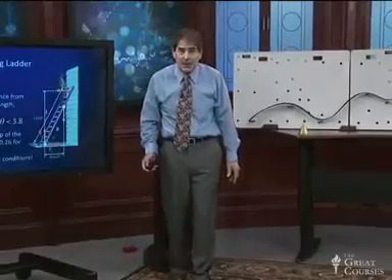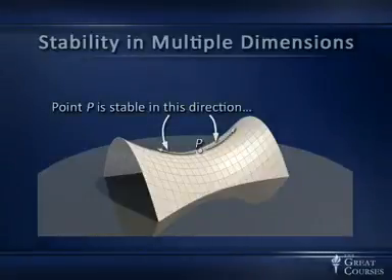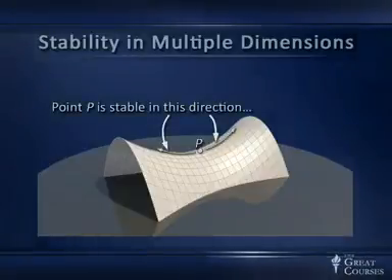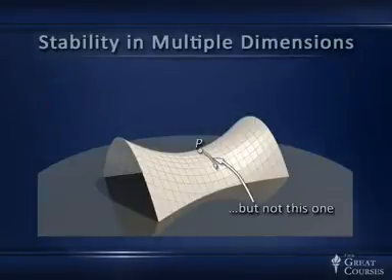Things get more complex when we're in multiple dimensions. Here's a picture of a saddle-shaped surface. The equilibrium here at the saddle point is stable in one direction, but in these two dimensions, it's unstable in the other direction. So things get more complicated in multiple dimensions.